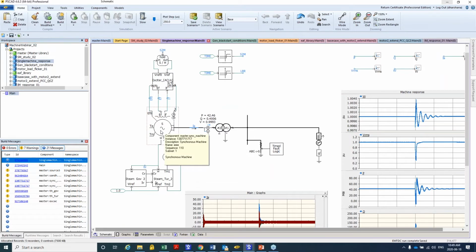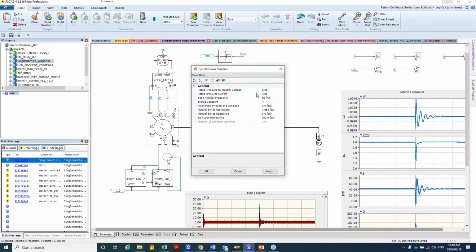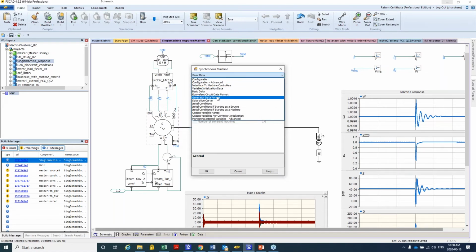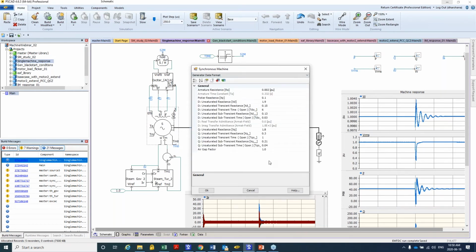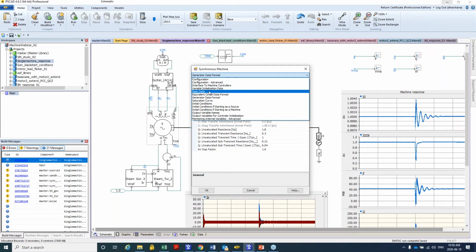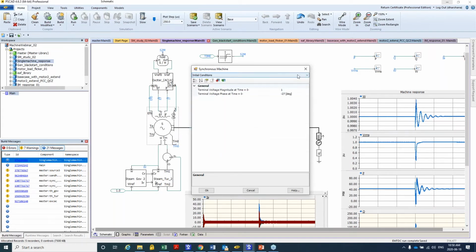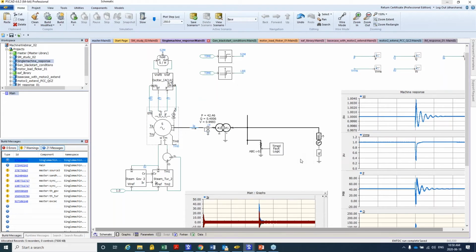As you can see, I will show you, you do have to enter the machine ratings from the data sheet, and then the machine data in terms of Xds and Xqs that you have to enter. It's very straightforward. But you also have to tell the machine the initial condition, the initial operating point that you want it to operate at before you apply a transient, before you apply a fault. Because especially for machines, the response following a fault would depend on its pre-fault condition.